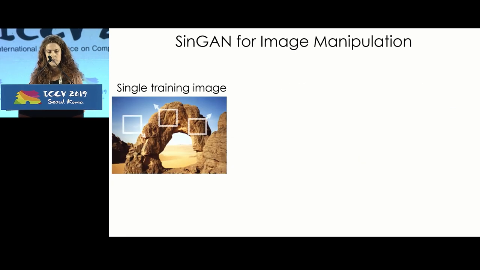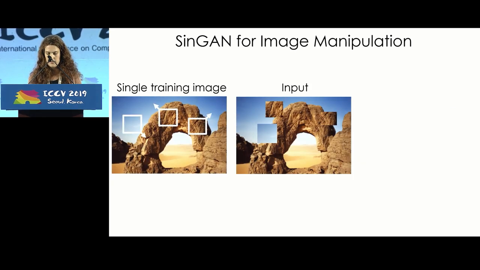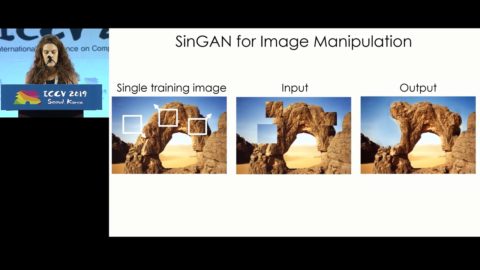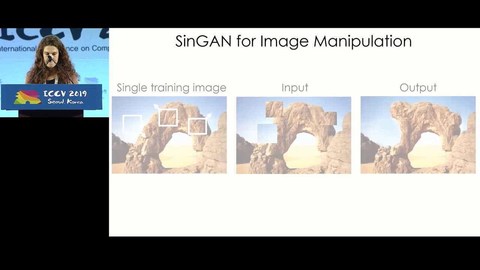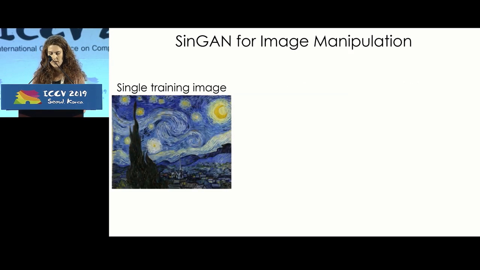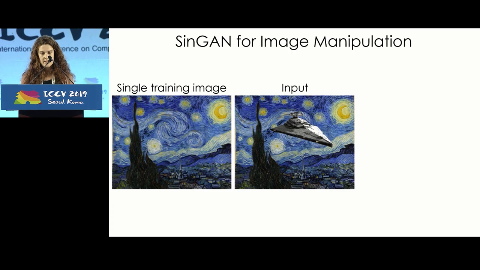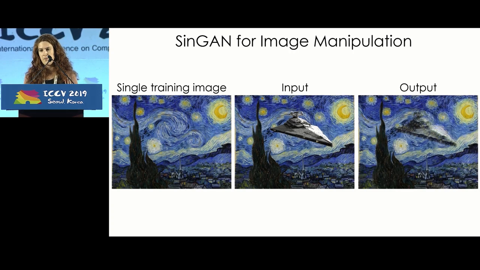Similarly, we can input an edited version of the training image. SinGAN translates this edit into coherent and photorealistic structures. We can also harmonize an object into the training image. SinGAN tailors the pasted object's texture to match the background.